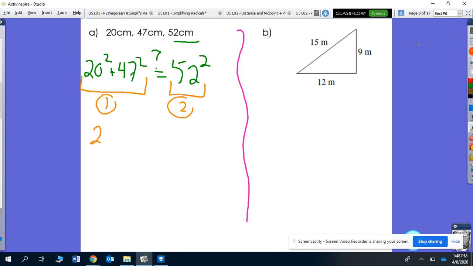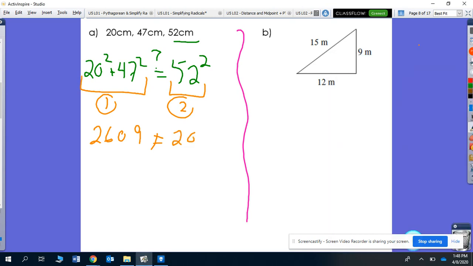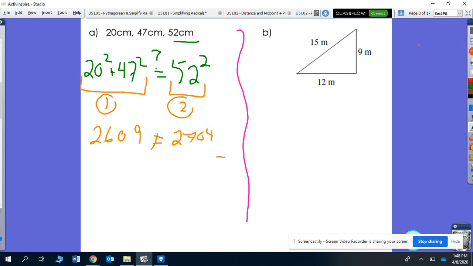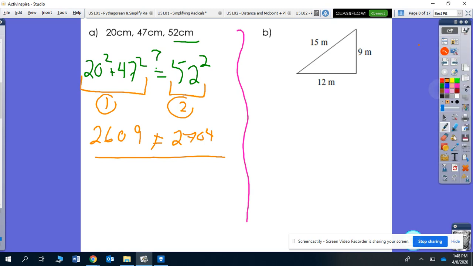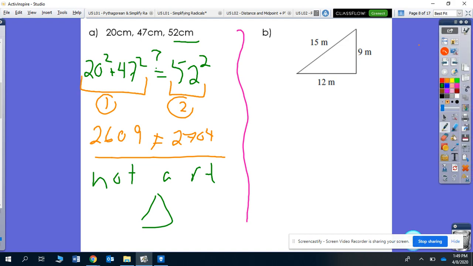We have 2,609 on this side, and that does not equal 2,704 on this side. Okay, so what's our conclusion? Our conclusion is that this is not a right triangle. It's not a right triangle. Question B, give this one a shot on your own.